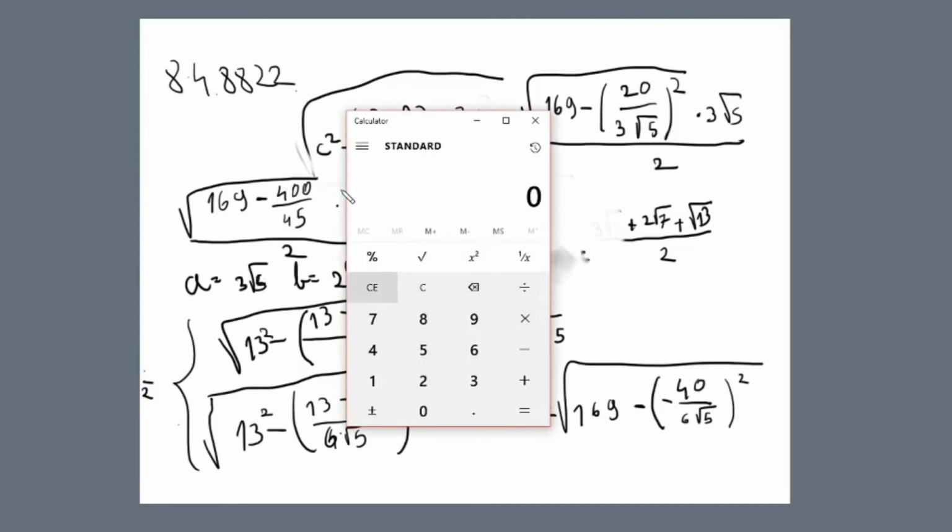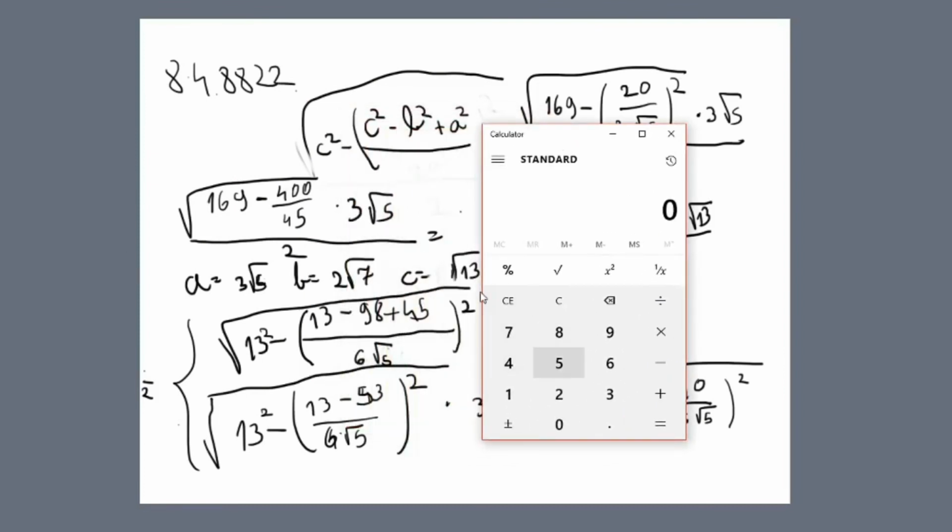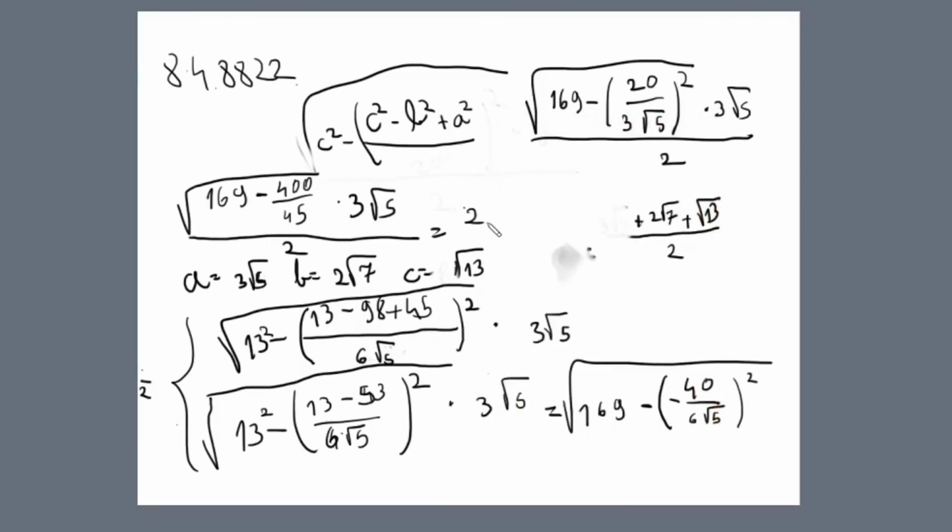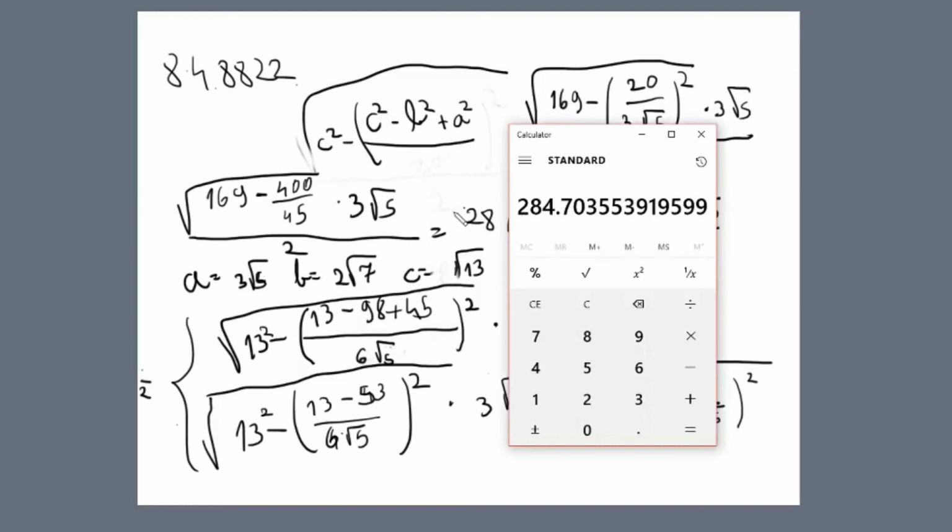Now quickly clear it. Now we have to multiply this number, 84.8822, by 3, and then multiply that by the square root of 5. The square root, yeah, okay. And multiplying that number by the square root of 5, we get this number. And we divide all of that by 2, and it gives us our grand total of 284.703.